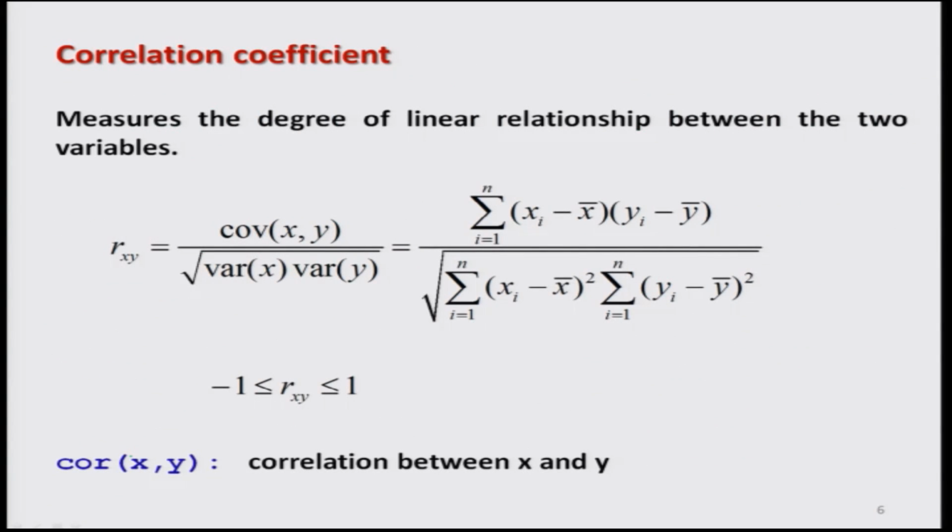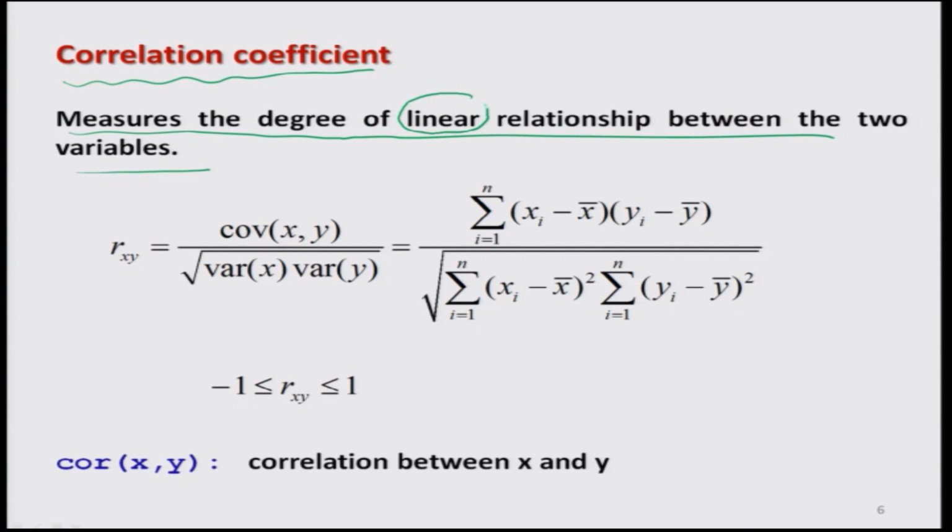So now, based on that, we define the correlation coefficient. This correlation coefficient is essentially a measure of the degree of linear relationship between the two variables. A very important point is linear relationship. The relationship can be linear or non-linear, but the correlation coefficient measures only the degree of linear relationship. This coefficient is defined as Rxy, which is the ratio of the covariance of x and y and the square root of variance of x into variance of y. So essentially that is covariance between x and y upon standard deviation of x into standard deviation of y, which is given by this expression.